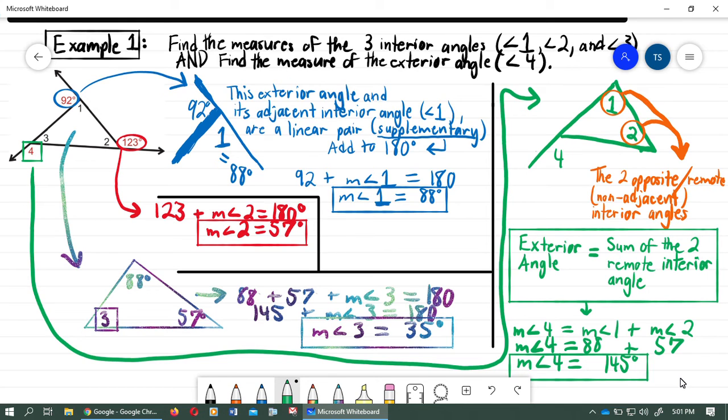We're going to look at some more examples with adjacent angles. Some of these next examples are going to have variable expressions in them. The next example is coming right up.